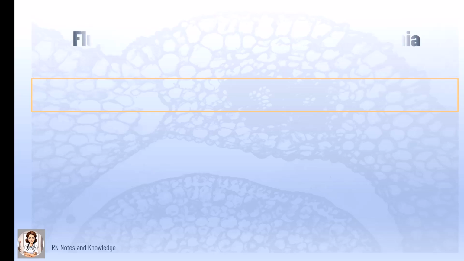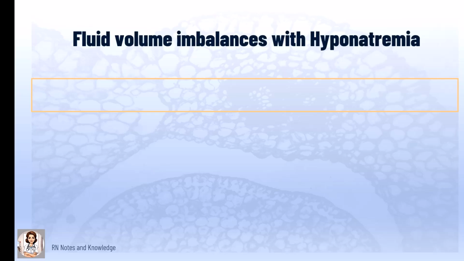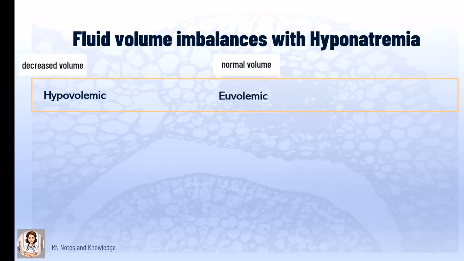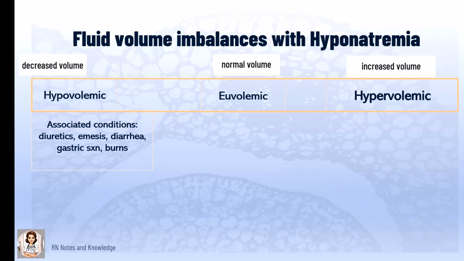There are 3 types of body fluid volume imbalances associated with hyponatremia. We have hypovolemic, or decreased fluid volume, euvolemic, or normal body fluid volume, and hypervolemic, increased body fluid volume. In order to correct the underlying cause of hyponatremia, it's important to identify the type of fluid body imbalance associated with the hyponatremic state. With hypovolemic, associated conditions include diuretics, emesis, diarrhea, gastric suction, and burns.